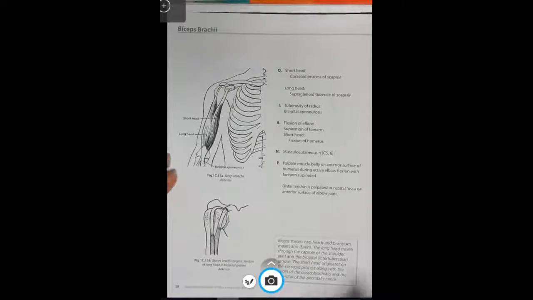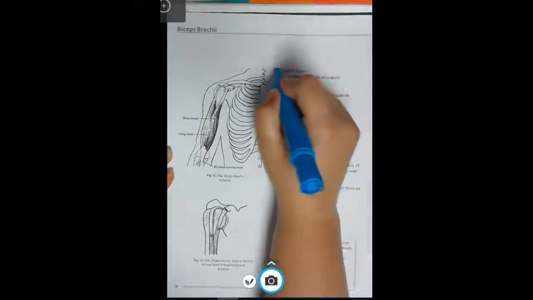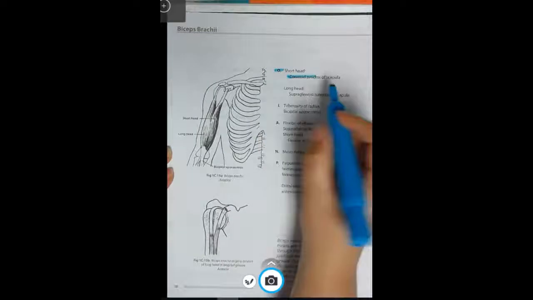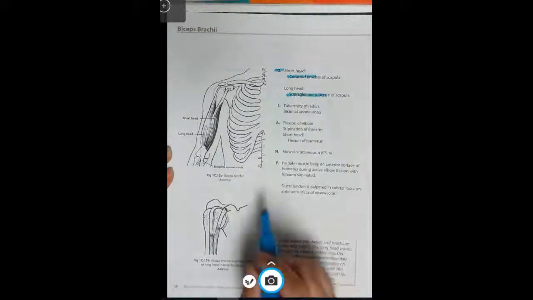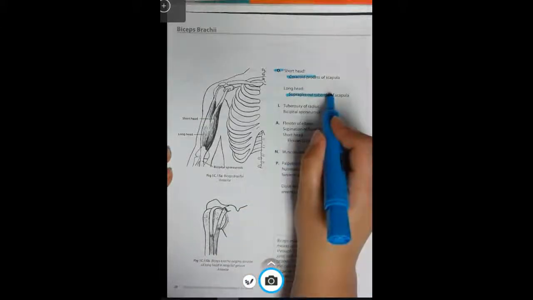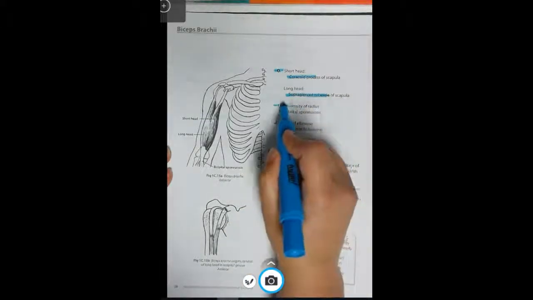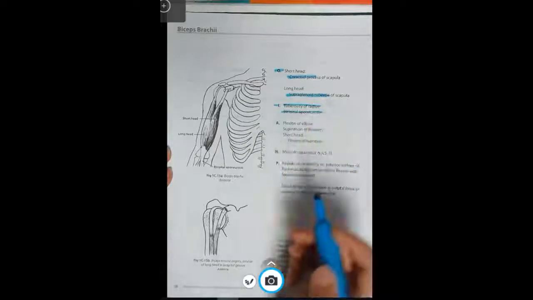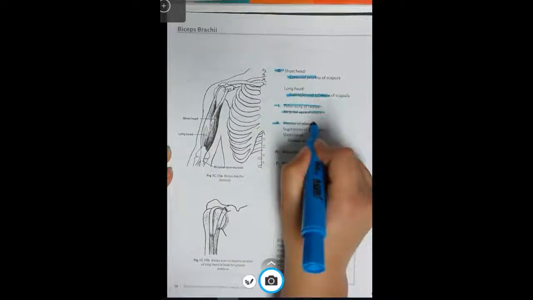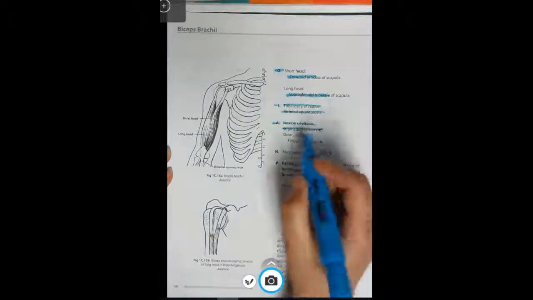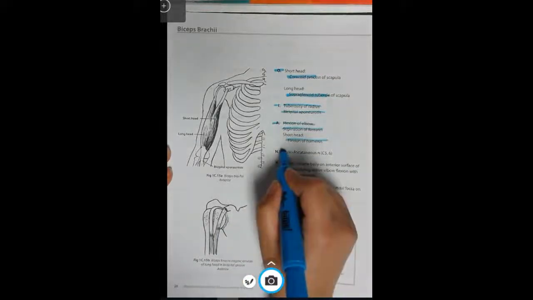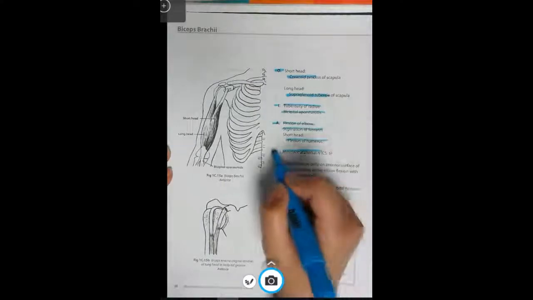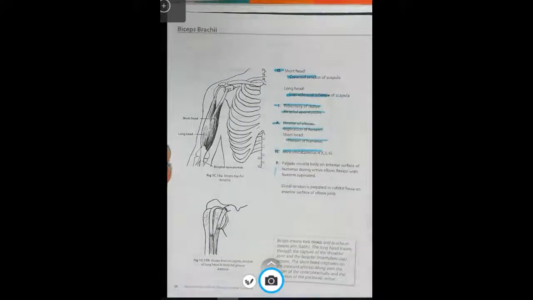Okay, biceps. We have a short head and a long head. Not too worried about that. Just know that the biceps start from the coracoid process and the supraglenoid tubercle. Insertion is the tuberosity of the radius and the bicipital aponeurosis. We do flexion of the elbow, supination, and then we can assist with flexion of the humerus. Musculocutaneous nerve, palpation. Okay? Biceps means it has two heads.